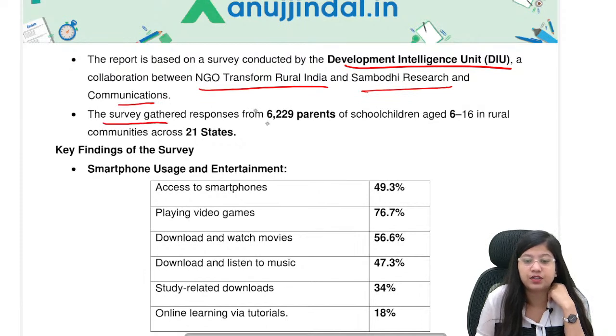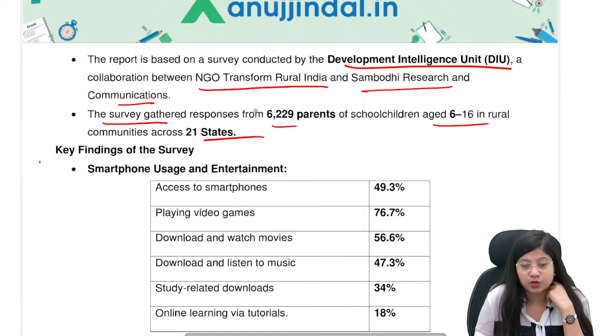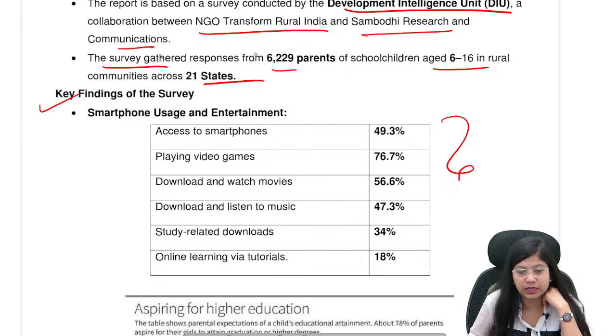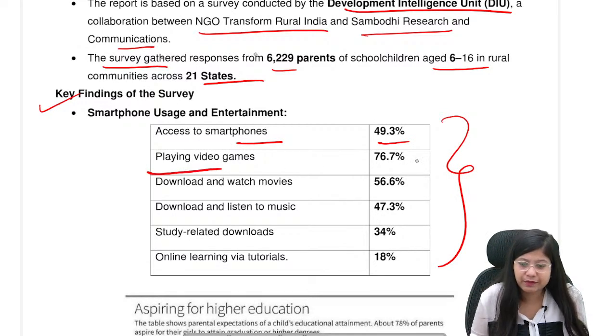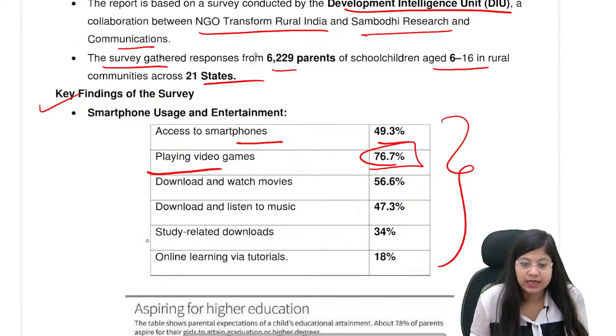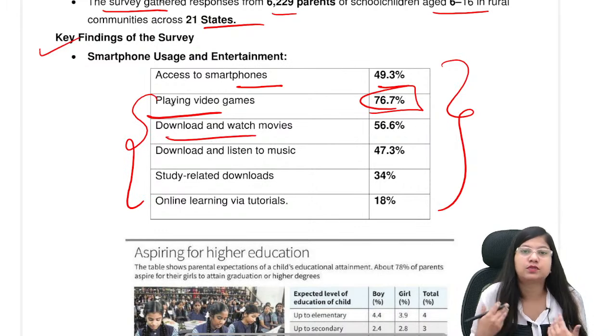The survey gathered responses from 6,000 parents of the school children 6 to 16 years in 21 states. Okay, so key findings of the survey are, first is smartphone usage and entertainment. You can clearly see access to smartphone is available to 49.3% of children. Playing video games is done by 76.7% of the children. Then these are the different parameters, not very important because nobody is going to ask you the questions, how many children were able to download and watch movies, right?